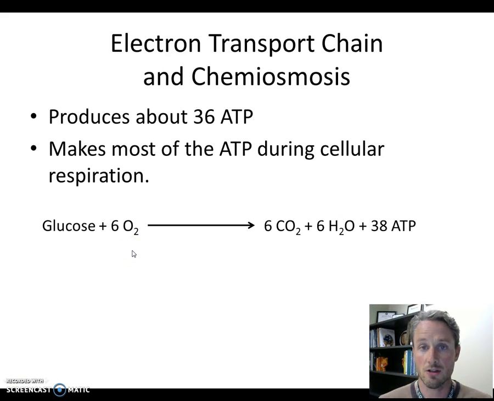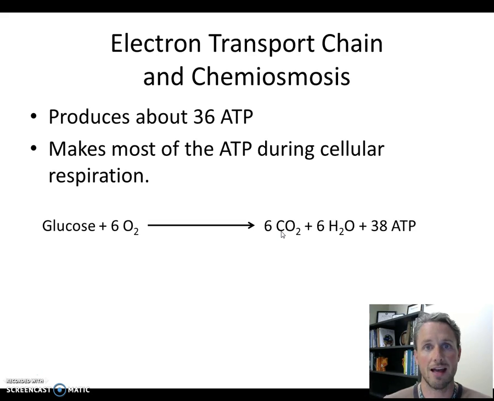All right, so let's look at a wrap up of what went on with the electron transport chain and chemiosmosis. So overall, this step produces about 36 ATP molecules. This is most of the ATP that we make during cellular respiration. And to demonstrate that, I've shown here the overall chemical equation for cellular respiration. In cellular respiration, we start with glucose, our 6-carbon sugar, and we break it apart during glycolysis and the Krebs cycle into those 6 carbon dioxide molecules.